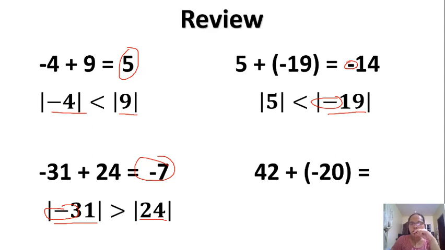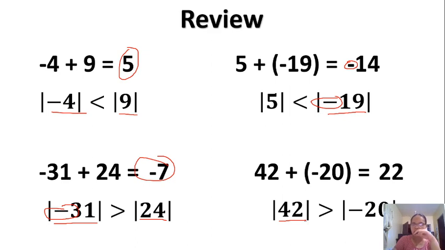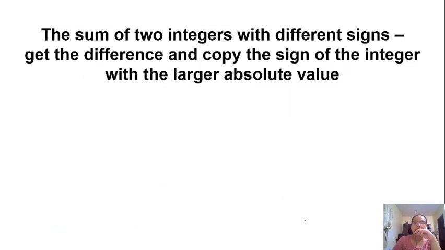How about 42 plus 20? So you get the difference between the two, that would be 22. And which one has a greater absolute value? It's 42. And what's the sign of 42? Positive. That's why the sum here is positive 22. The sum of two integers with different signs, how do we get them? Get the difference and copy the sign of the integer with the larger absolute value.